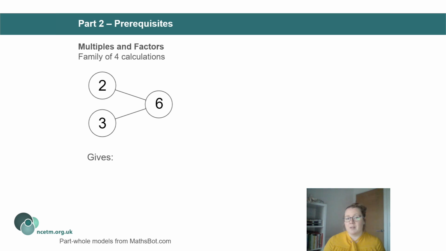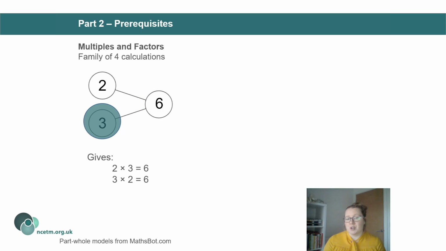Here I'm going to start with the relationship between 2, 3 and 6. I'm going to start by covering up 6, the product. And I can see that I'm looking at the multiplicative relationship between 2 and 3. I can see that 2 and 3 are factors of 6, or that 6 is the product of 2 and 3. That therefore gives me 2 multiplications. 2 multiplied by 3 giving me 6, and then using commutativity, 3 multiplied by 2 also giving us 6.